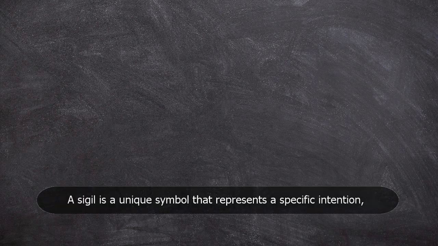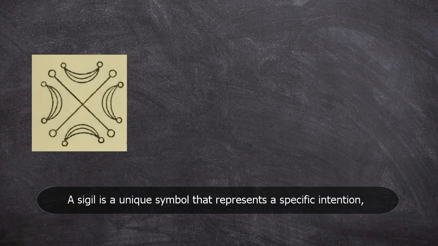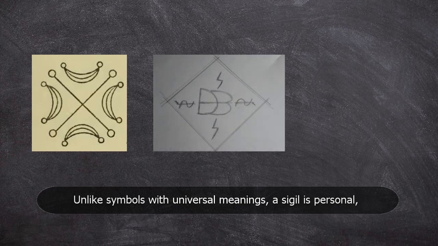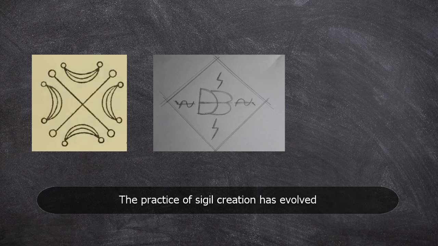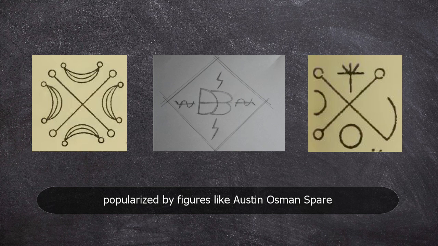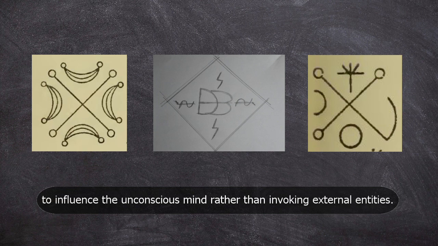A sigil is a unique symbol that represents a specific intention, charged with the will of its creator. Unlike symbols with universal meanings, a sigil is personal, holding significance only for the person who created it. The practice of sigil creation has evolved from traditional occult methods into a personalized form of magic, popularized by figures like Austin Osman Spare in the 19th century, who emphasized using sigils to influence the unconscious mind rather than invoking external entities.